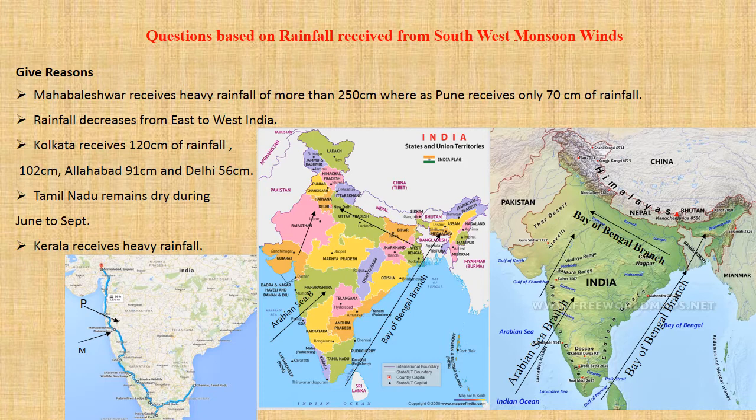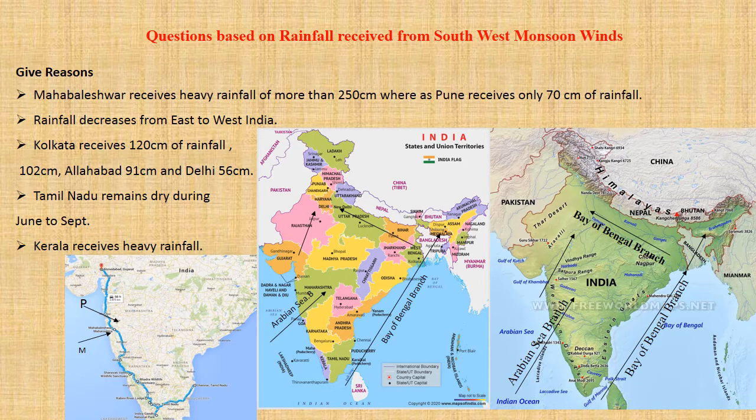Let's go to the political map. See the location of Kolkata. It lies in the Ganga plains at the Sundarban Delta. Patna lies ahead in Bihar. Allahabad lies again in Uttar Pradesh. And Delhi lies ahead of Allahabad.